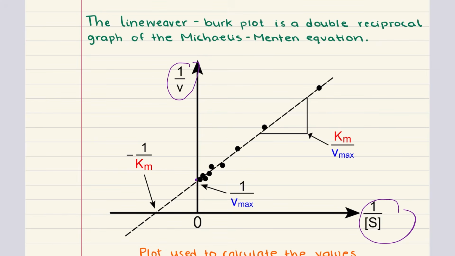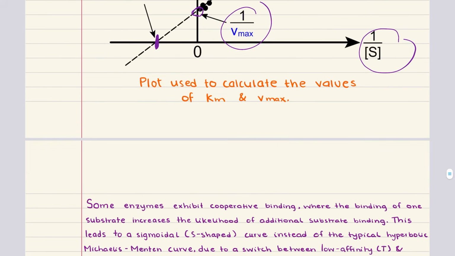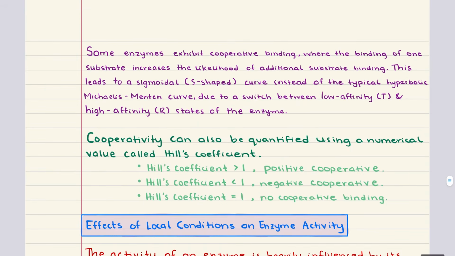Here, the y-intercept of the Lineweaver-Burk plot gives us 1 over Vmax. The x-intercept gives you -1 over Km, and the slope of the line equals Km divided by Vmax. The final concept we want to discuss in this objective is cooperativity. Some enzymes don't behave in a simple way when it comes to substrate binding.